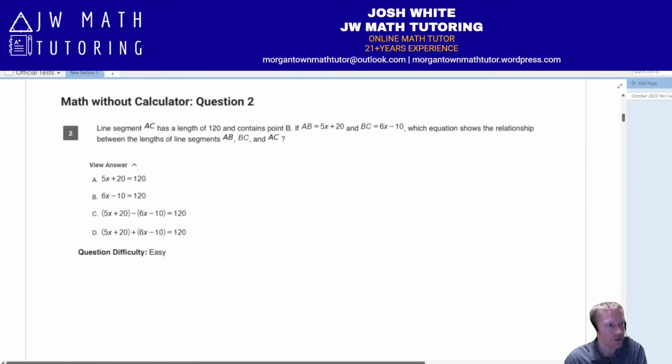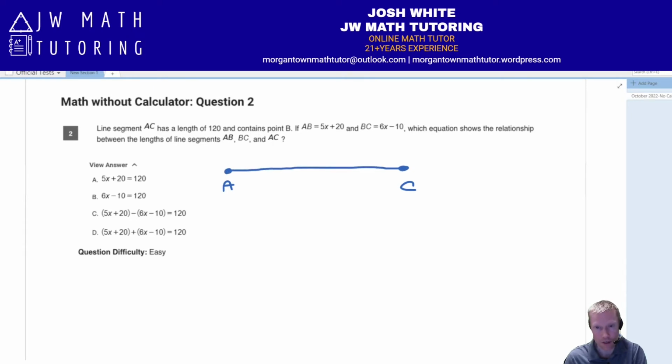Moving on to the next question, number 2. This one is basically a geometry question, and it can be a little confusing with all the letters, but if you draw a picture of the situation, it is much easier to see what's going on. So we'll draw a line segment AC. This whole thing is 120 in its length. Now we have point B somewhere in the middle. It doesn't matter where you put it.